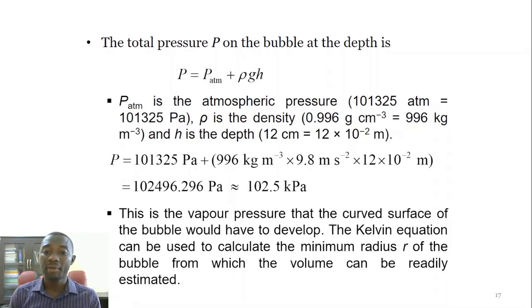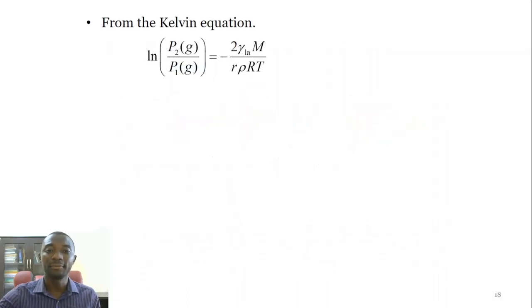This is the vapor pressure that the curved surface of the bubble will have to develop. Otherwise, it won't be able to remain stable in the juice. But we can't find the volume of the bubble without knowing the radius. So we use the Kelvin equation to calculate the minimum radius of the bubble. And from there, we'll find the volume of the bubble.